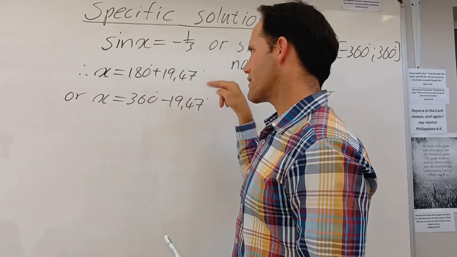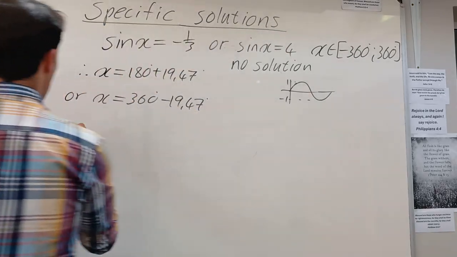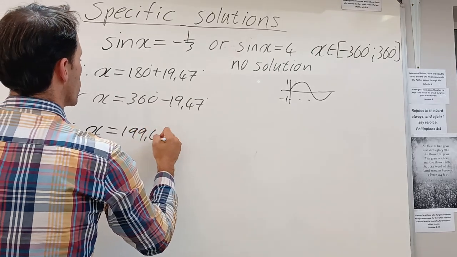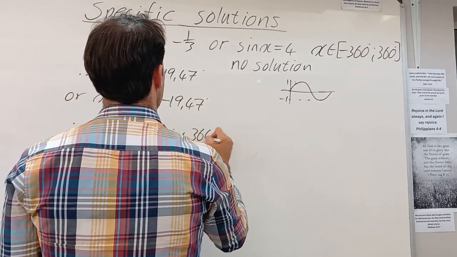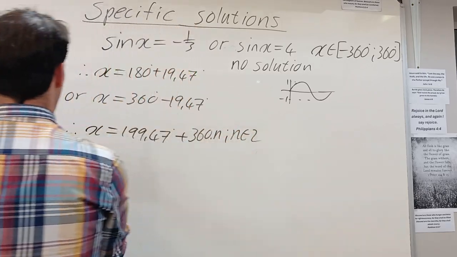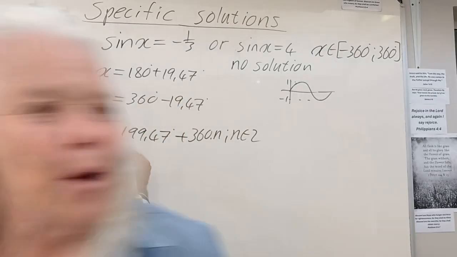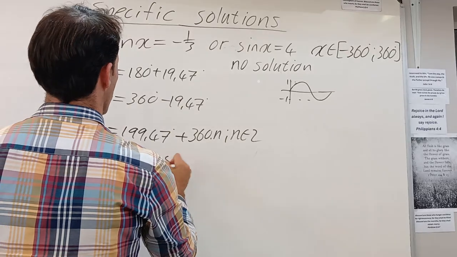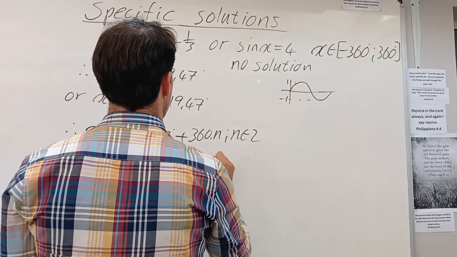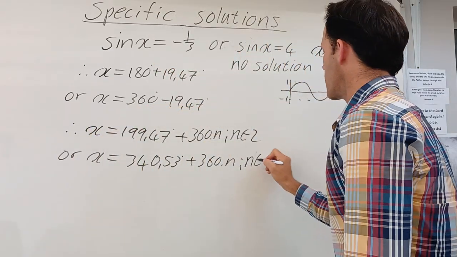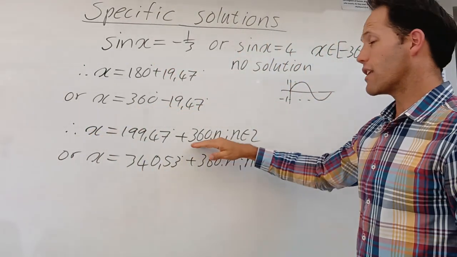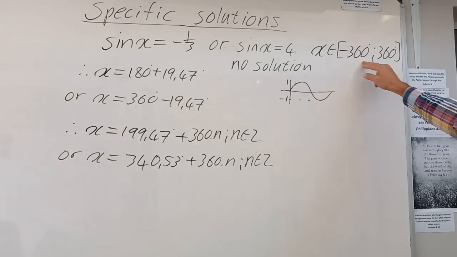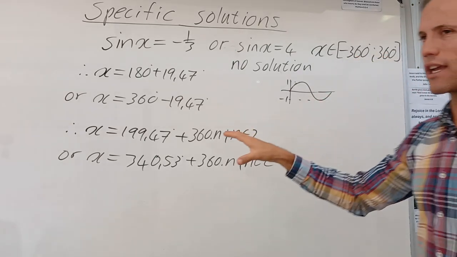And now we can just simplify this and add 360 times n. So for this first one, x will be 199.47 plus 360 times n, n element of Z, or x will be 360 minus 19.47, so it's 340.53 plus 360 times n, n element of Z. So that's our two general solutions. Now we still need x element of negative 360 to 360. So now we're going to start looking at the specific solutions.